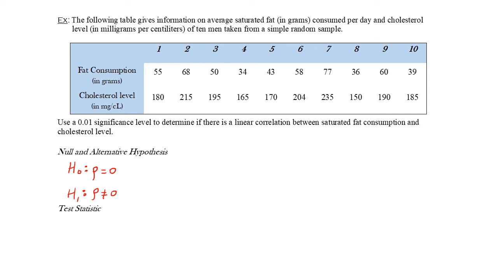Now, before we can compute the test statistic, I want to take a moment to just enter all these data into our calculator. So I'm going to take the fat consumption. We'll think of this as our X list. So I'm going to enter all this data into L1. So take all the data here and enter that into one list. Make sure you're keeping it in the same order that we have here, so that, for instance, the 55 here matches up with the 180. So here, putting it in the correct order is going to be important.